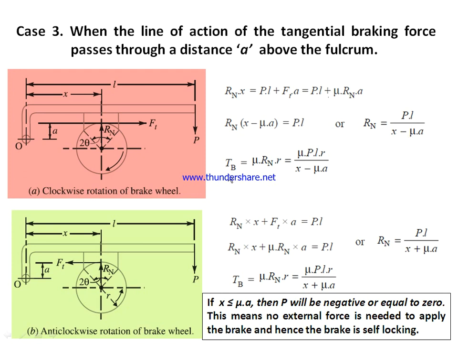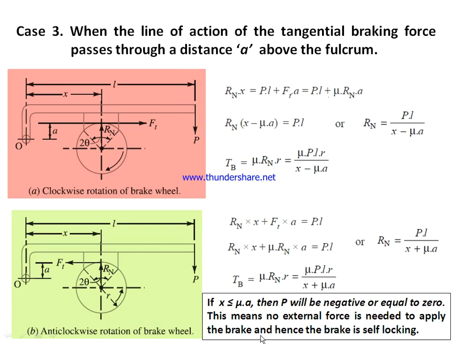Hence, the braking torque for this case is mu into P into L into R divided by x minus mu A. Now similarly, for this case, when the direction, that is the line of action of Ft, is above the fulcrum point at a distance A, the braking torque Tb is given by mu into P into L into R divided by x plus mu A. Just compare these two equations.